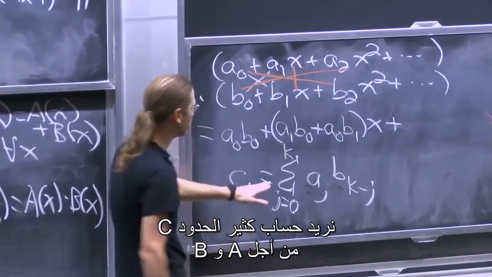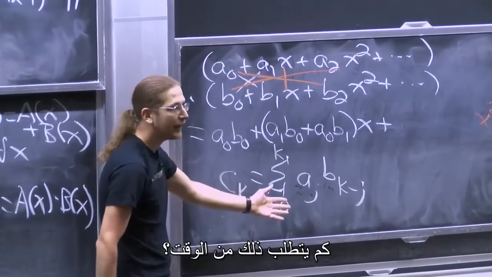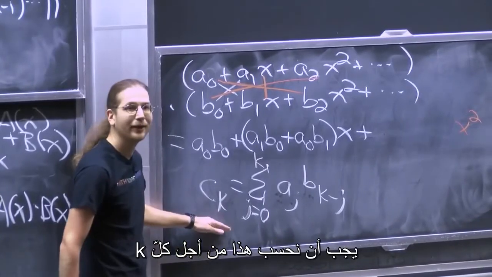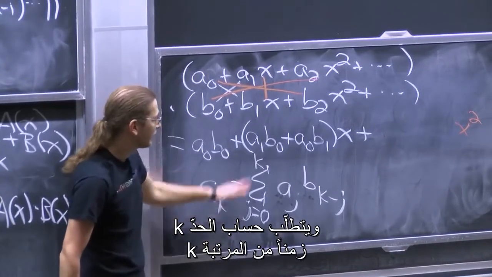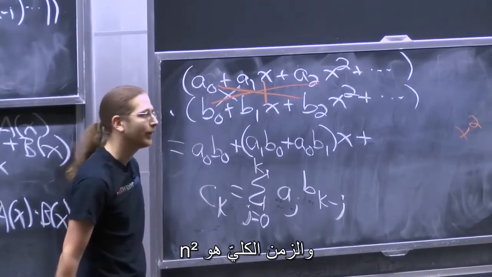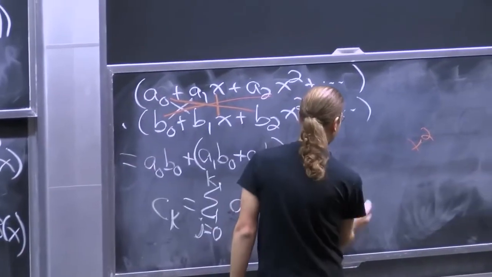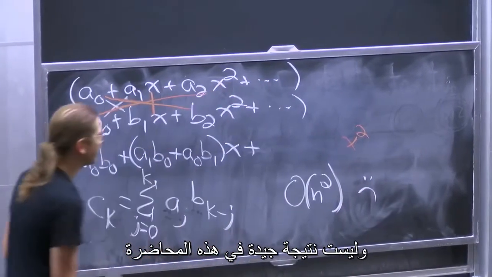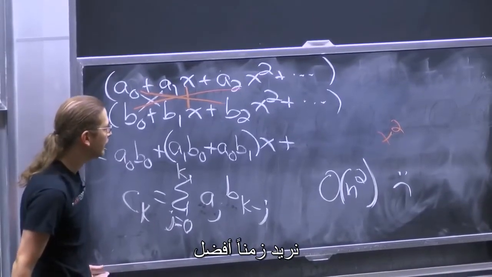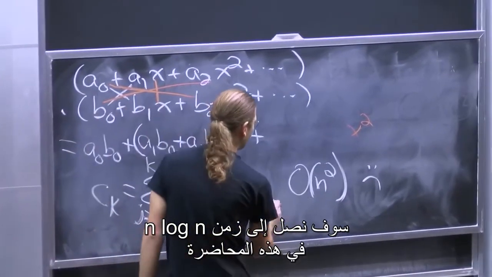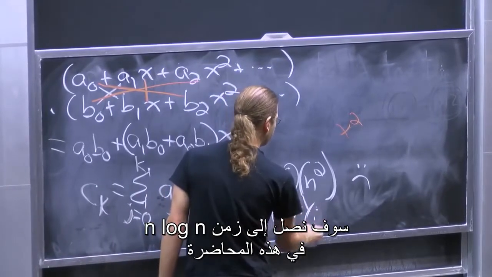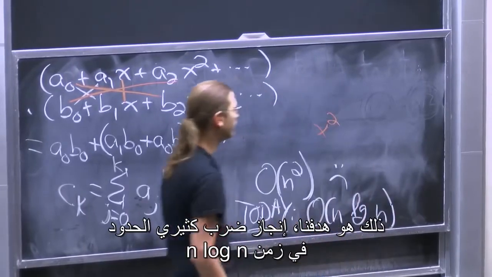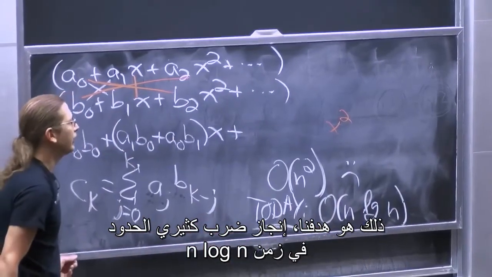Given a and b, we want to compute this polynomial c. How long does it take? We have to do this for all k. So to compute the kth term takes order k time. So total time is n squared. So that's not good for this lecture. We want to do better. In fact, today we will achieve n log n. That's our goal. Polynomial multiplication in n log n.